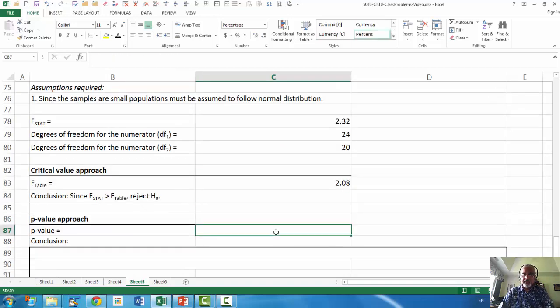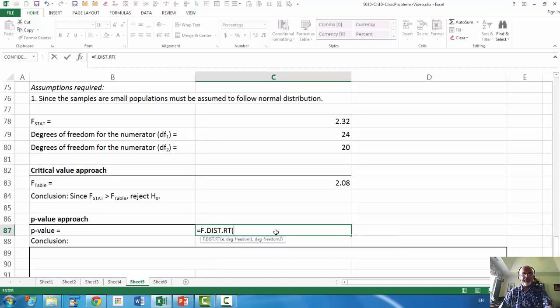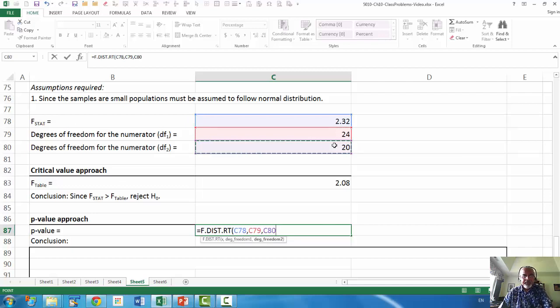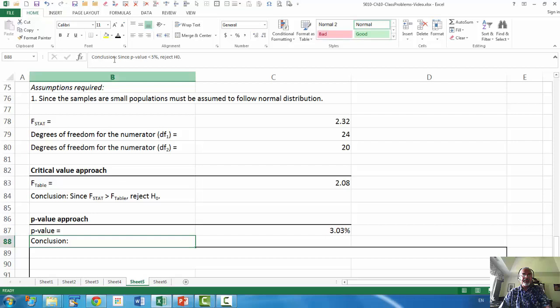So for the p-value approach, we use F.DIST.RT of the F statistic, comma, the 2 degrees of freedom. That gives us the right side tail area, and this is a one-tailed test, so that's it. That's our p-value. So since the p-value is less than alpha, we can reject the null hypothesis.